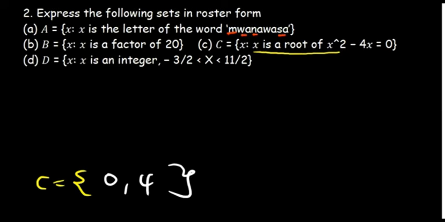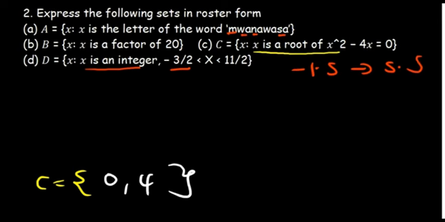Moving to set D, we are told x is an integer. Then it's moving from negative 3 over 2 all the way up to 11 over 2. So approximately, what is negative 3 over 2 in terms of a decimal? It's negative 1.5. So we're moving from negative 1.5 all the way up to 11 over 2, which is the same as, sorry, 5.5. 11 divided by 2 is 5.5.